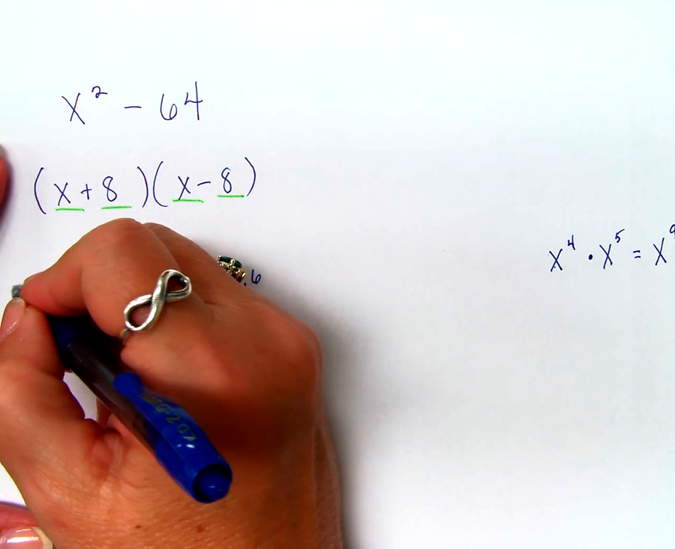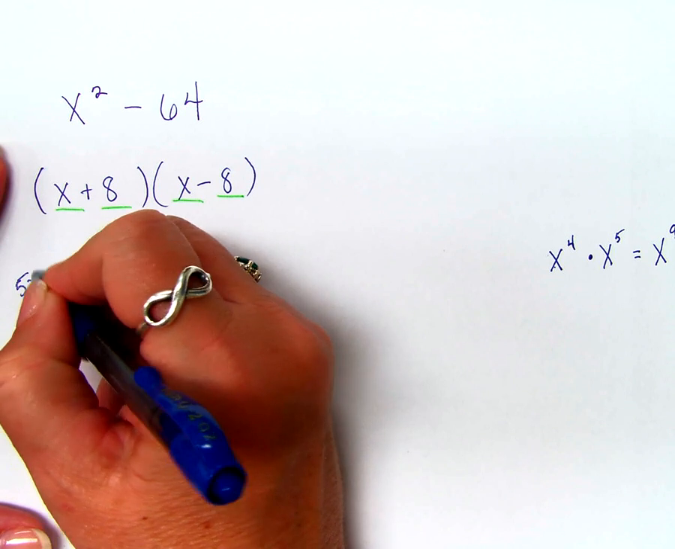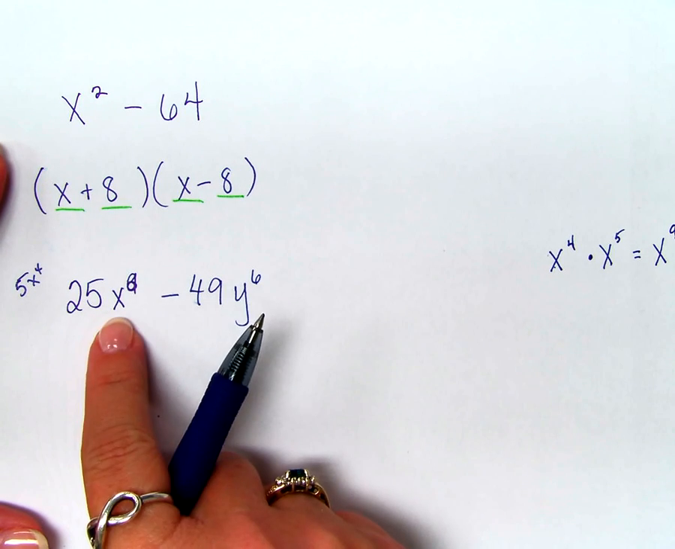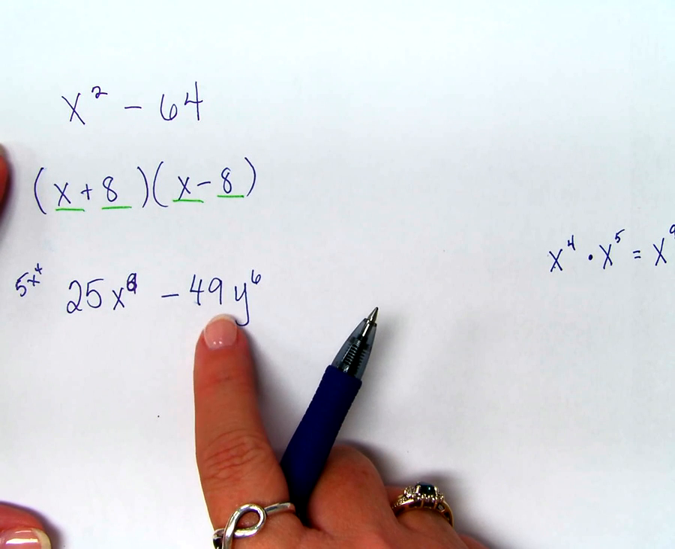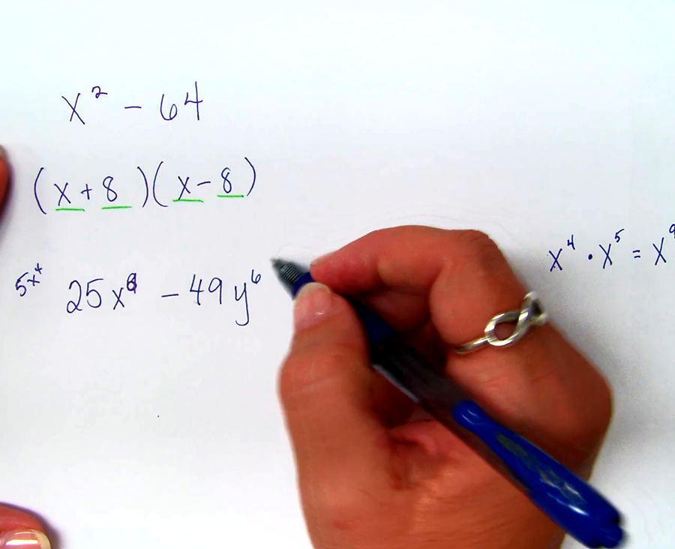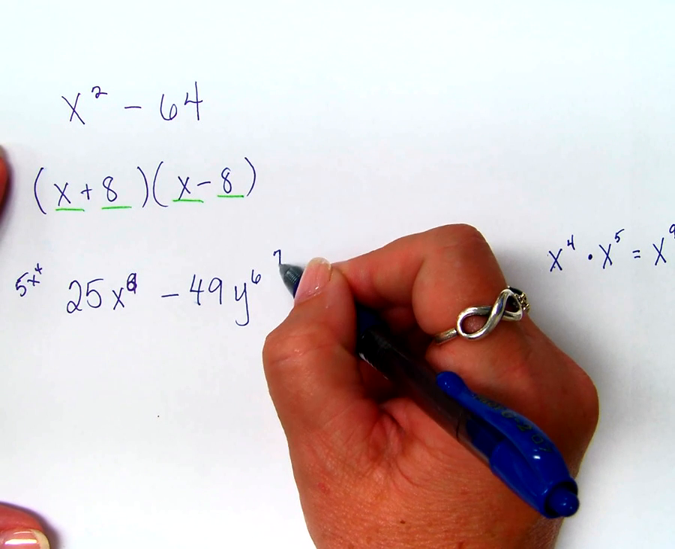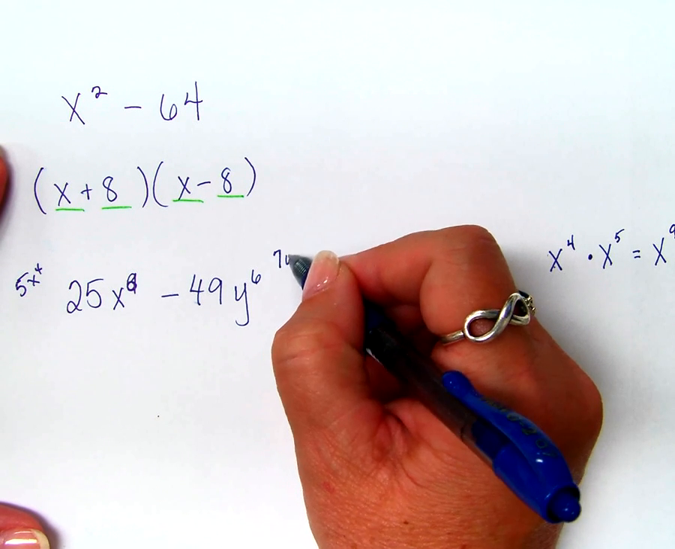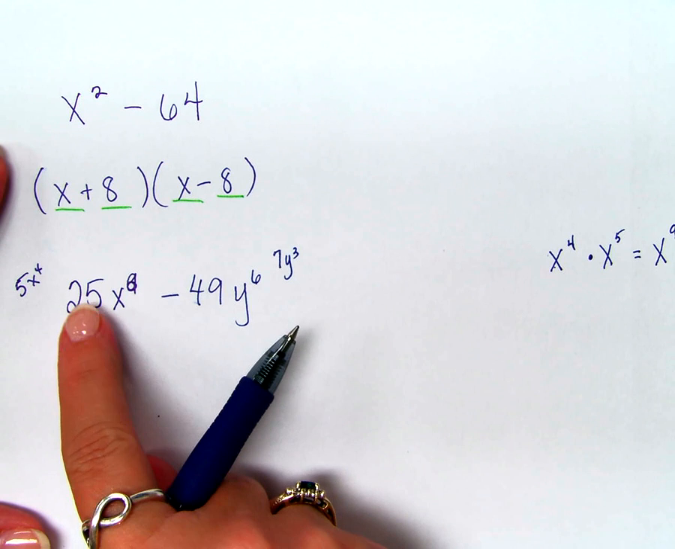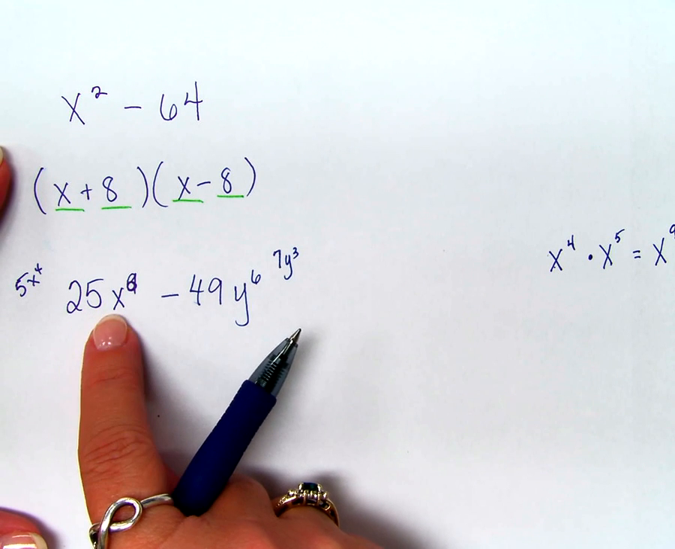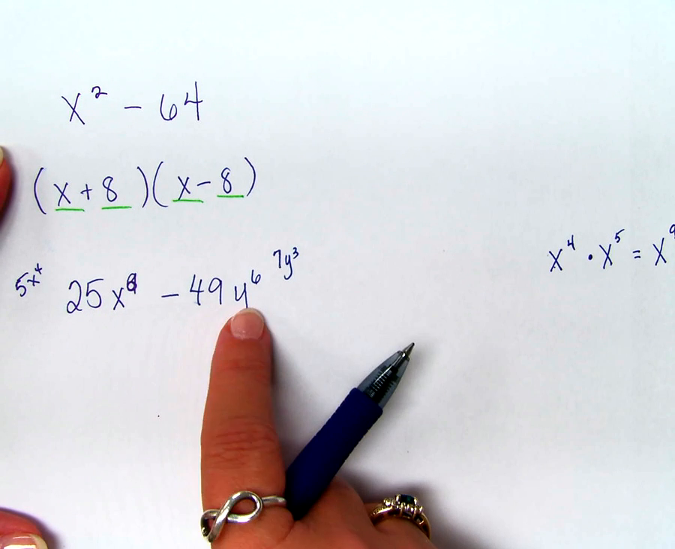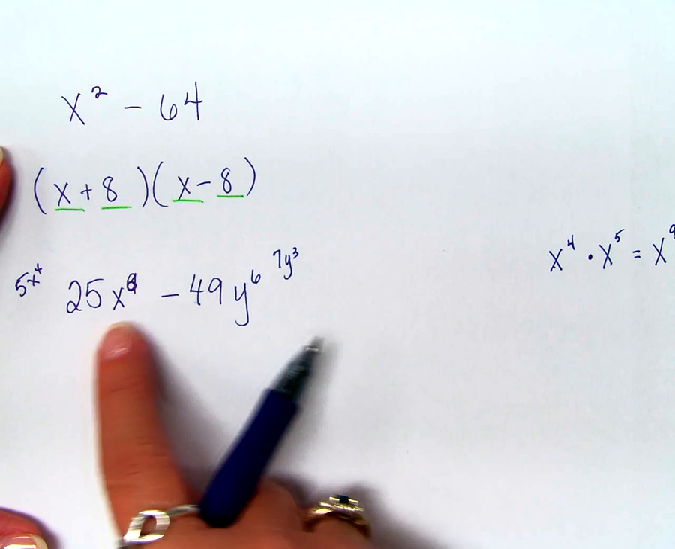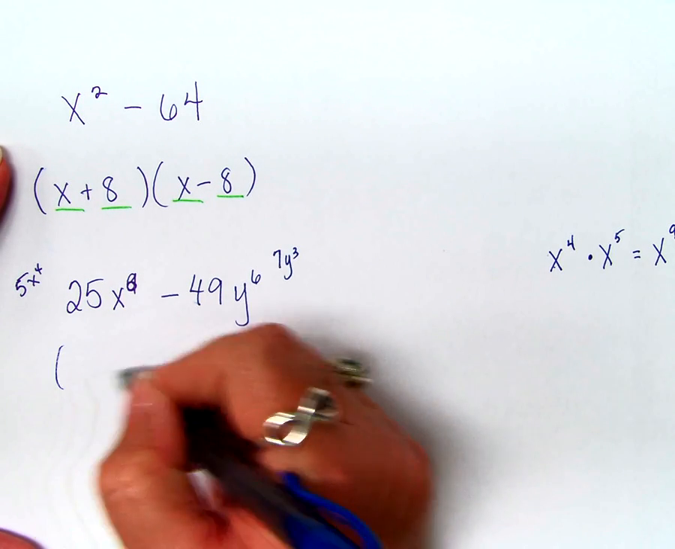So we're pretty sure that this is 5x to the 4th, right? The square root of that? Is this term a squared term? What do you think it is? 7y to the 3rd. So is this a square? Is it the difference of squares? Then give me two binomials.